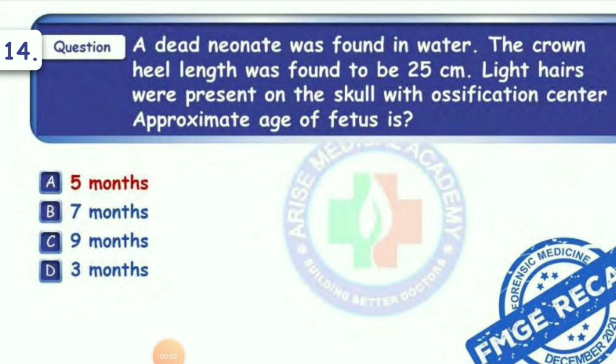Next question. A dead neonate was found in water. The crown heel length was found to be 25 cm. Light hairs were present on the skull with ossification center. Approximate age of fetus is: options are 3 months, 9 months, 7 months and 5 months. The answer is 5 months.